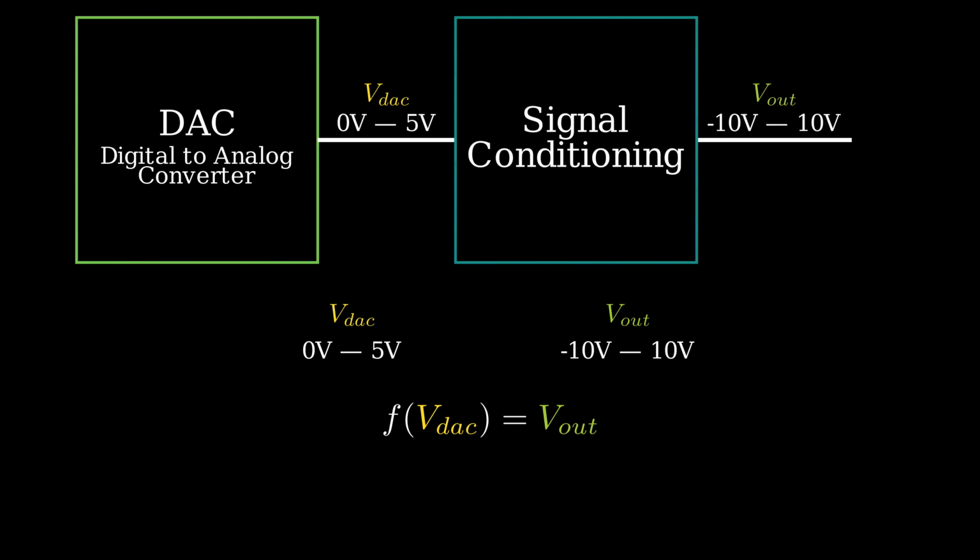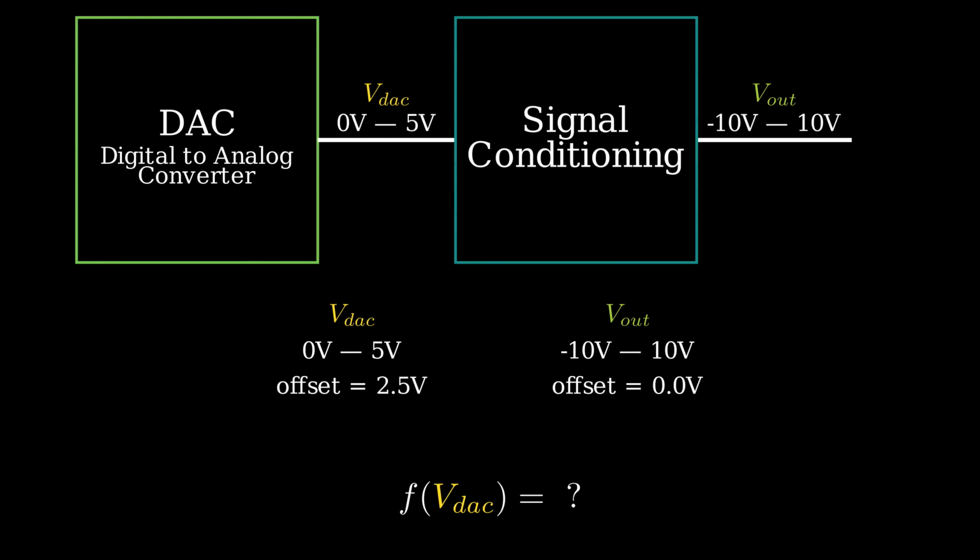range. For example, when VDAC is 0 volts, we want the signal conditioning block to output -10 volts. When VDAC is 5 volts, we want the signal conditioning block to output 10 volts. We need to define a function that converts VDAC to Vout. Let's write the voltage range characteristics for the signal conditioning input and output.